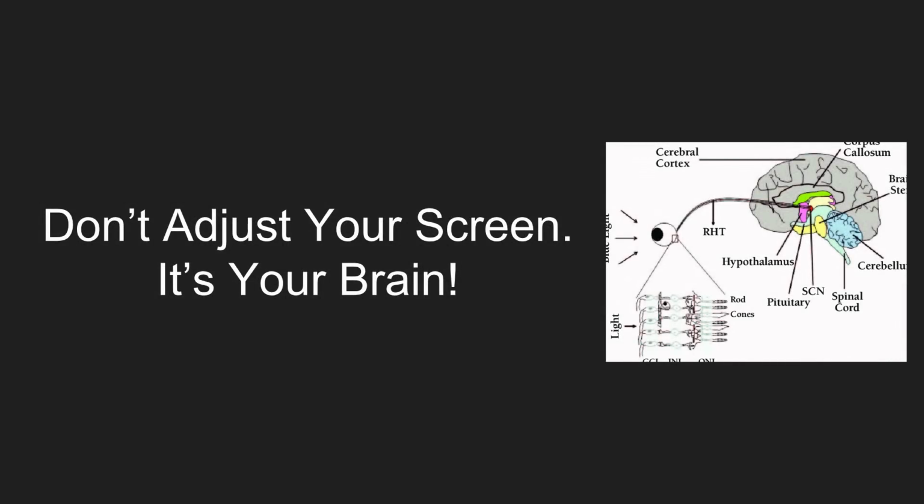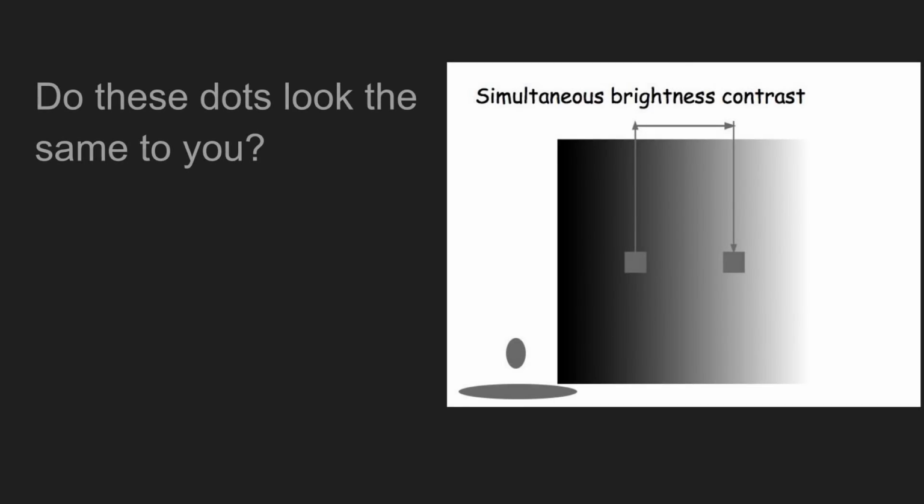Now, the key thing to keep in mind is don't adjust your screen. Brightness constancy has nothing to do with your computer or your monitor. It has everything to do with your brain. It's in your brain, right?